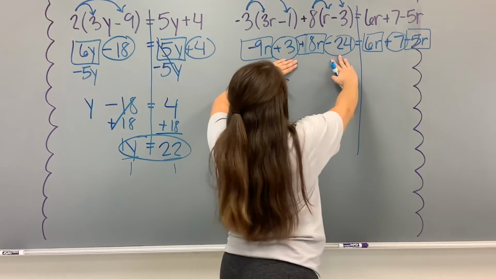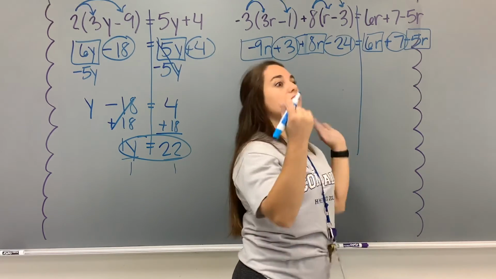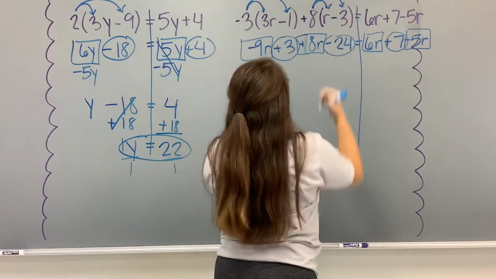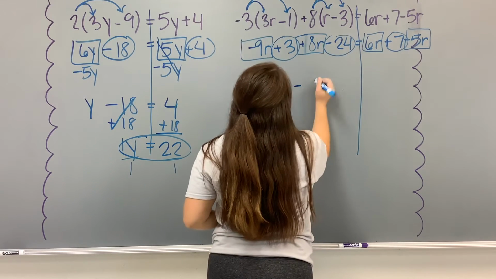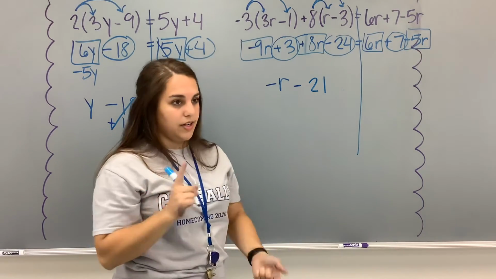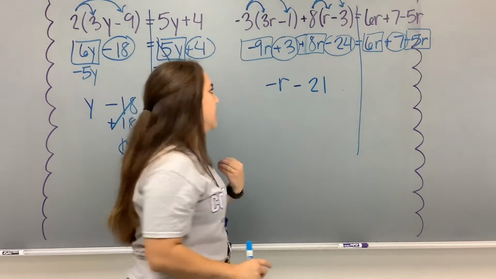This 3 and this -24 are also like terms. They are also on the same side. So I'm going to put 3 minus 24. That gives us a -21. And if you can't do that in your head, please use a calculator.